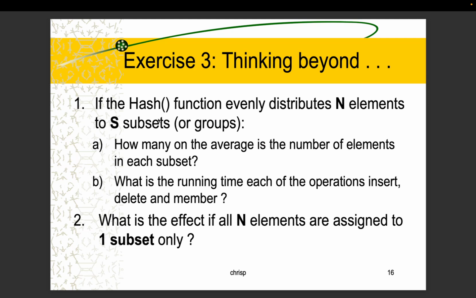Things to think about. If the hash function evenly distributes n elements, let's say my hash function evenly distributes 100 elements into 5 groups, what is the average number of elements in each subset? You would know how to calculate that, right? What is the running time of each of the operations insert, delete, and member? What is the effect if all n elements are assigned to one subset only?